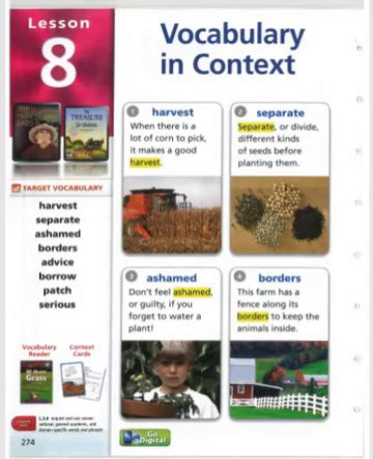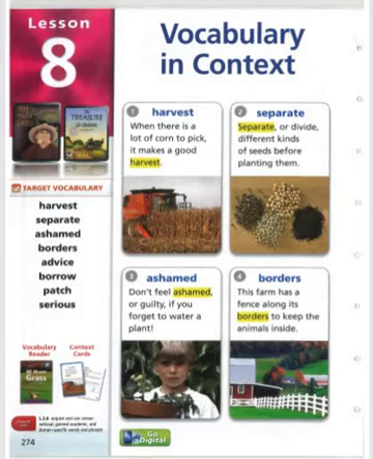Let's start with word number 1, harvest. What does it mean by harvest? Harvest is to gather and collect the crops, which is the plants of some area. Like if I'm planting an area and I want to take out what I planted from it, the process of this is called harvest. The example that we have here: when there is a lot of corn to pick, it makes a good harvest. And harvest, I can use it in two ways. I can use it as a verb and I can use it as a noun.